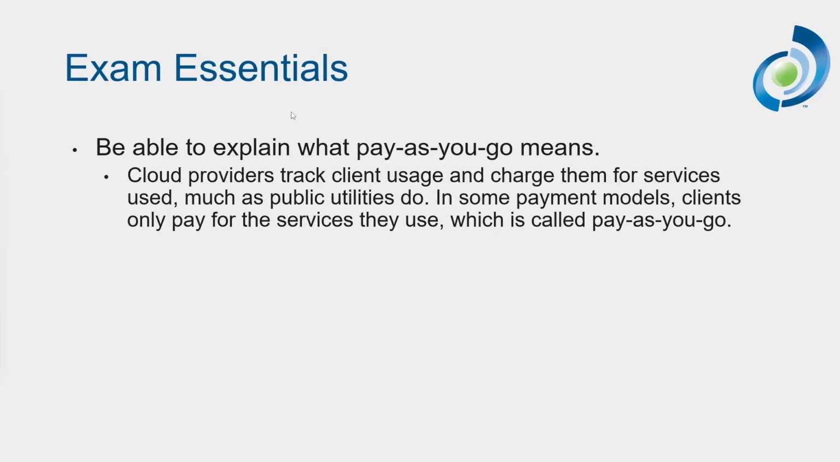Now we want to be able to explain what pay-as-you-go means. So cloud providers track client usage and charge them for the services they use, much as public utilities do. So in some payment models, clients only pay for the services they use, which is called pay-as-you-go. Again, this is one of the biggest strengths of the cloud. You can move something out there, you can use it, and if the idea you have grows, then you can make it get bigger.